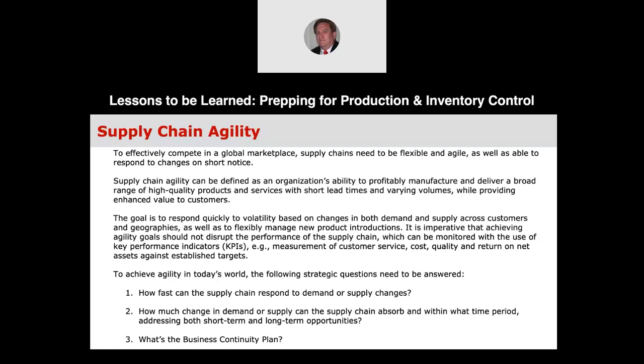So supply chain agility is defined as an organizational ability to profitably manufacture and deliver a broad range of high-quality products and services with short lead times and widely varying volumes, while providing enhanced value to the customer. I mean, that's what every company's motto, or at least their vision statement, should be. You want an agile supply chain.